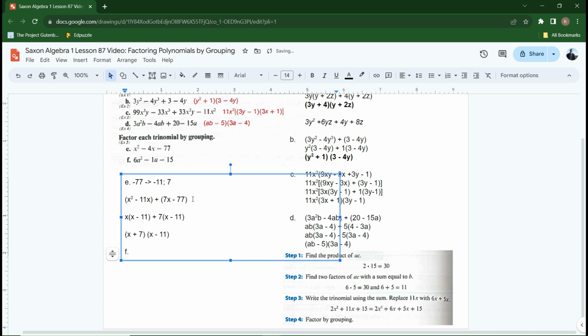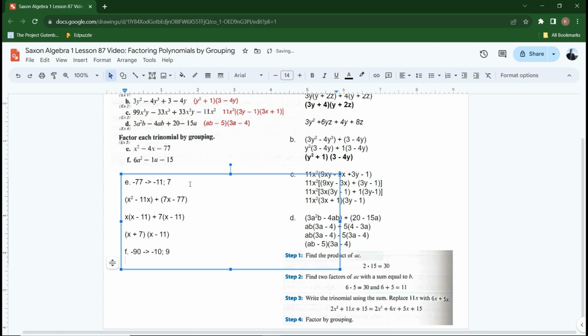All right, letter F. In letter F, we have the exact same thing. So what I'm going to start with is A times C. 6 times negative 15 is negative 90. And what are the factors of negative 90 that add up to negative 1? Well, let's see. 30 times 3, 2 times 45. Oh, man, there's a lot of factors of 90. We could do like a 6 times 15, obviously. 10 times 9. There we go, 10 times 9. So it's going to be negative 10 and 9.